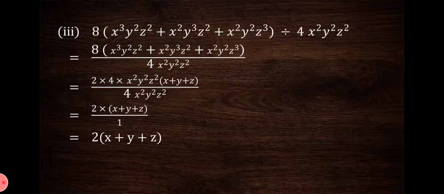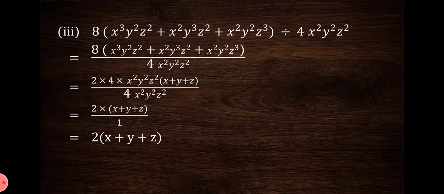Next, question number 3. 8 into x cube y square z square plus x square y cube z square plus x square y square z cube, divided by 4x square y square z square. First we write it in the fraction form. That is equal to 8 into x cube y square z square plus x square y cube z square plus x square y square z cube upon 4x square y square z square.